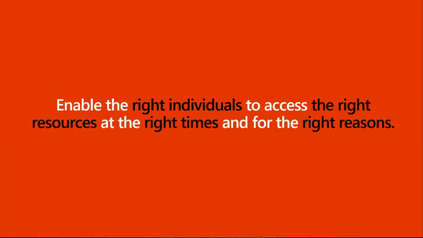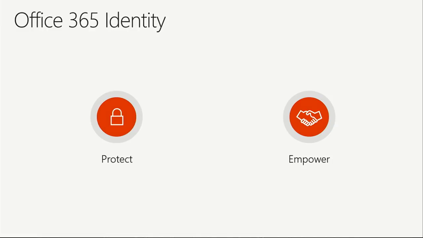So we want to enable the right individuals to access the right resources at the right times and for the right reasons. Enable the right individuals, meaning inside and outside our company. Resources: do they have the right permissions in order to do what they need to do? Right time, they need information, the right device, and the reason: are they really the ones that should have the data? So it's all about protecting the user and the data in the company, while at the same time empowering people. It's a little bit like our mission to empower every person and every organization on the planet to achieve more, but we also need to protect.